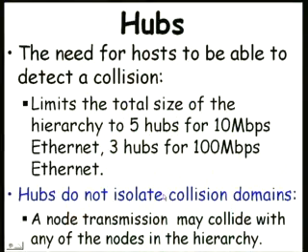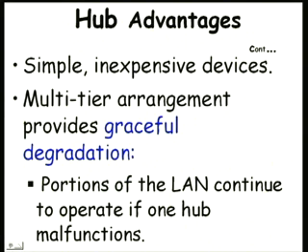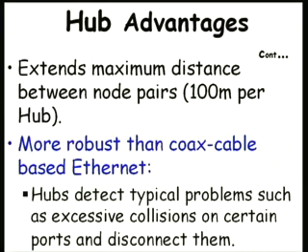But one problem with such a tree of hubs is that they do not isolate collision domains. The transmission from any node can collide with transmission from any other node in the hierarchy. So, as the depth becomes more and more, and more computers get attached, there will be a performance degradation. But simple, as we are saying, a couple of hundred, graceful degradation, some part gone, still does not matter, it will work. Portions of the LAN continue to work even if one hub malfunctions.